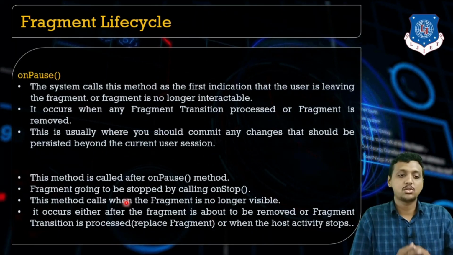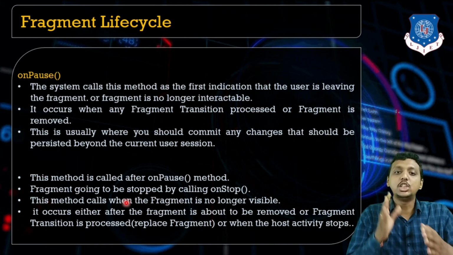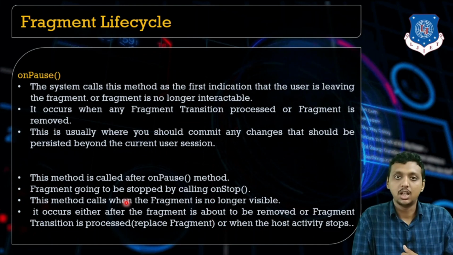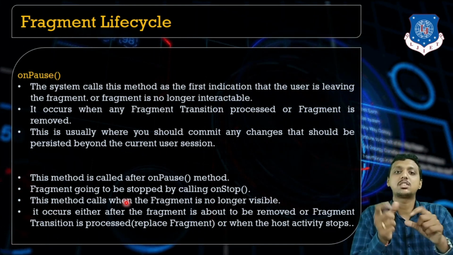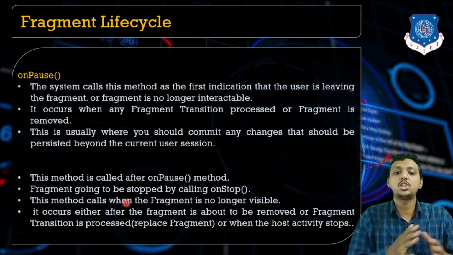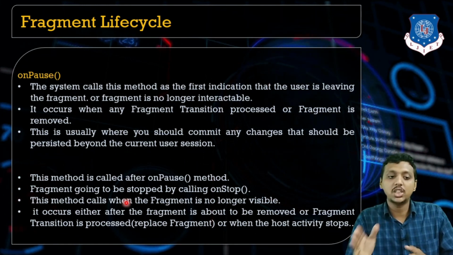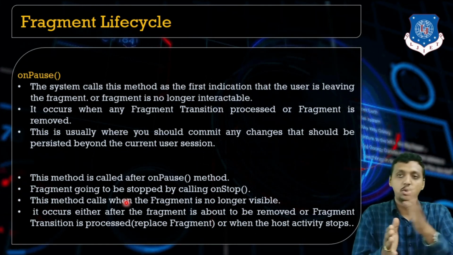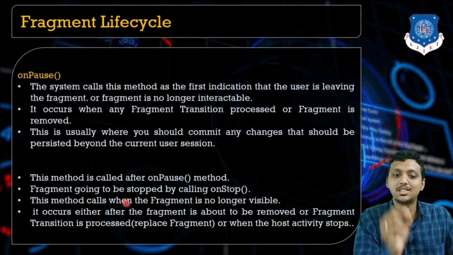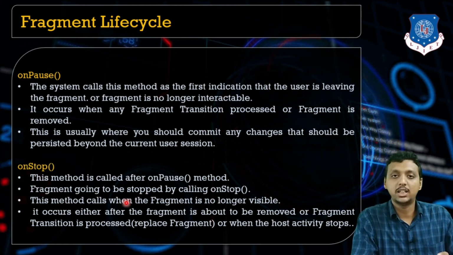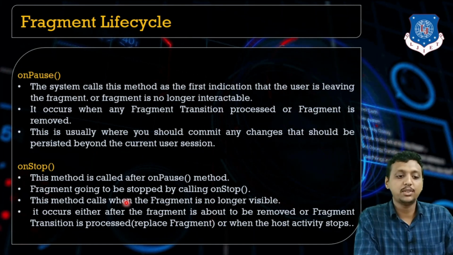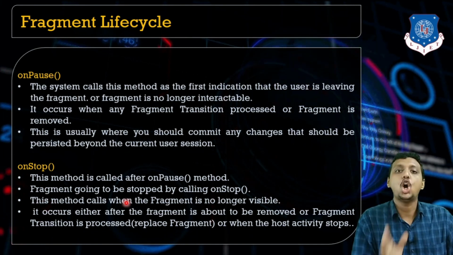When we talk about pause, the system calls this method first when the user starts leaving the fragment or the fragment is no longer interactable. That means if you are not using the particular screen, the fragment automatically goes into the paused state. It occurs when the fragment transition process is done. A fragment transition means moving from one fragment to another, adding something, or removing something from the fragments. At that time the onPause method is called. Now, the onStop method. Students, onStop is called after the onPause method. Always remember the fragment is stopped by calling the onStop method.